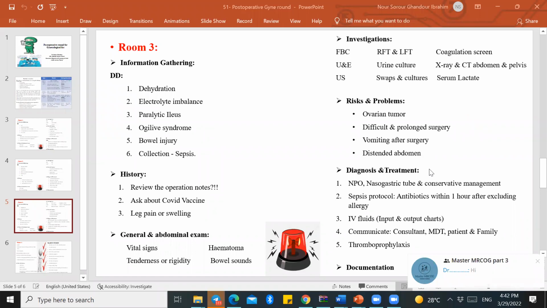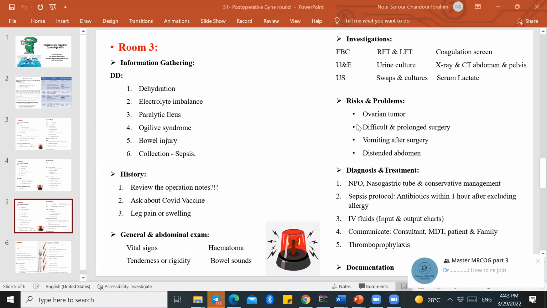So again, the information gathering will depend on the differential diagnosis, and there is a wide range of differential diagnosis in this case. Then the history will be according to the differential diagnosis, the general and abdominal examination, the investigation. The risks in this case, this is a case of ovarian tumor. This by itself is a risk.